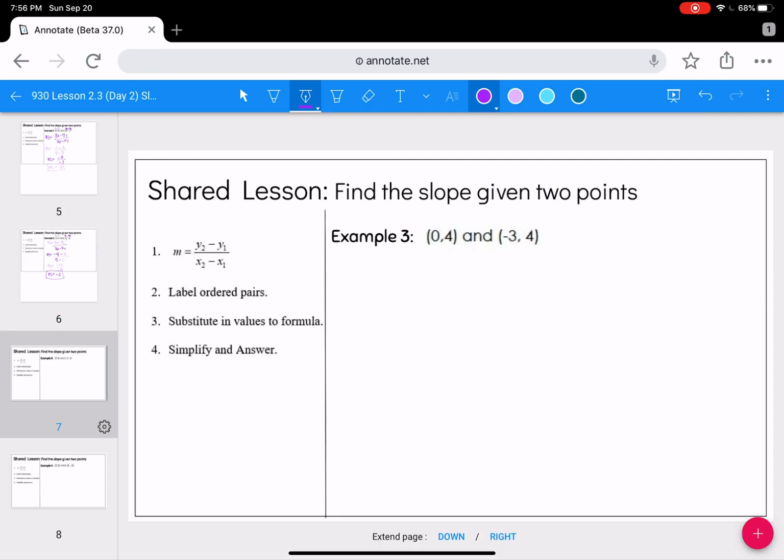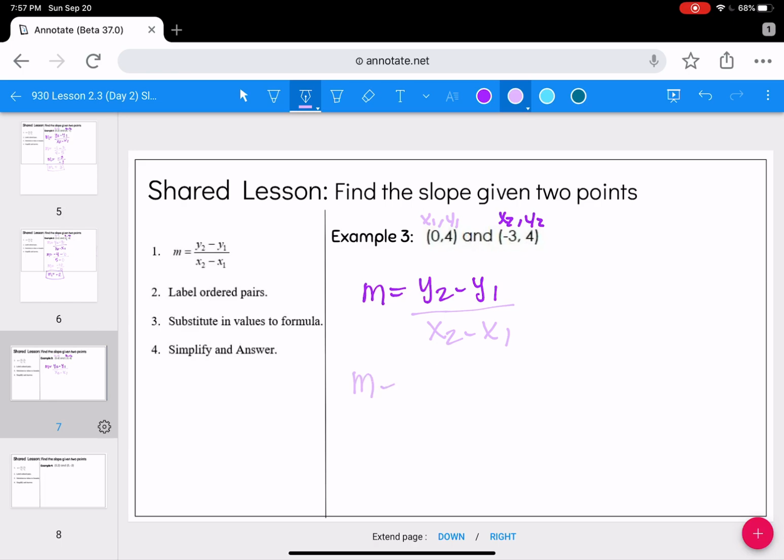All right, now we're given, again, 2 points. So I'm going to use m is equal to y2 minus y1 over x2 minus x1. I'm going to label my points as x1 and y1, and my second point I'm going to label as x2, y2.